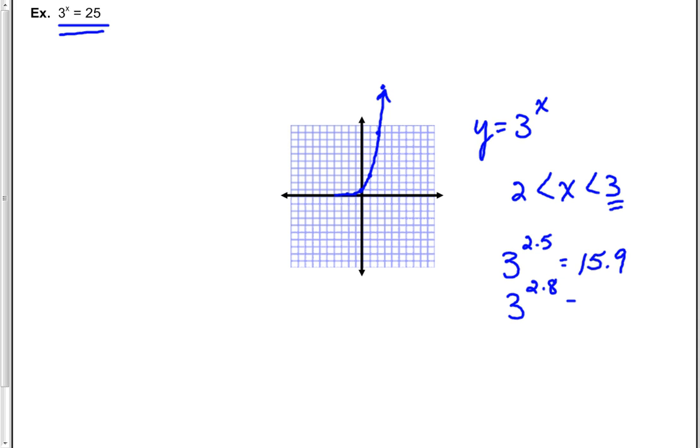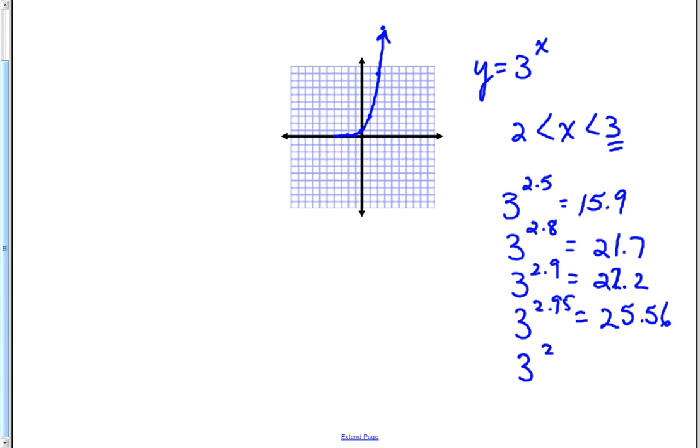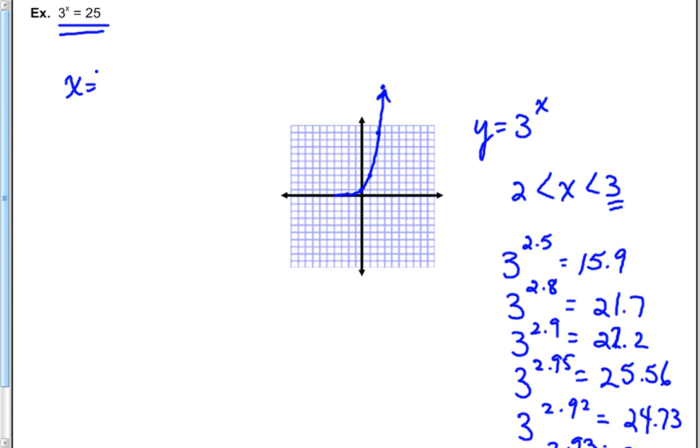Let's jump a few. 3 to the 2.8: 21.7, much better. 3 to the 2.9: 22.2. Something's gone screwy here with my numbers. 3 to the 2.95. See if we can refine this a little bit further. 25.56. Okay, too big. And 3 to the 2.92 is 24.73. Oh, good grief. Okay, this is the last one. 2.93 is 25. So x is approximately 2.93. We could see that on the graph. We can do guess and check.